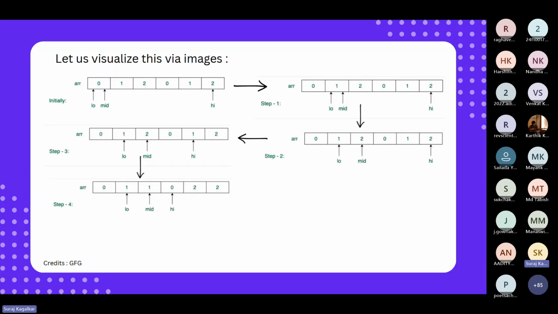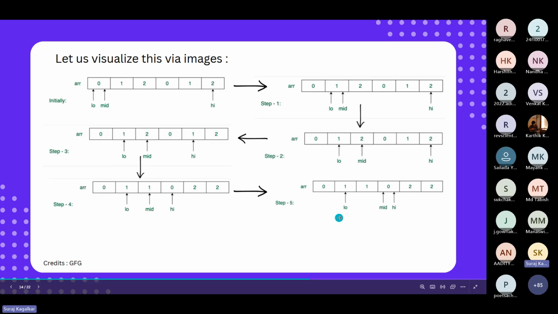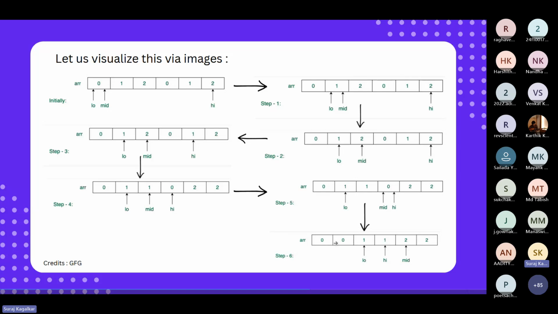And according to the ranges that we had defined, we increment mid. Our mid reaches the element 0. And now, according to our algorithm and the range that we had defined, everything between 0 and low must be all zeros. So we just swap it with the element at low first, and then increment both mid and low.